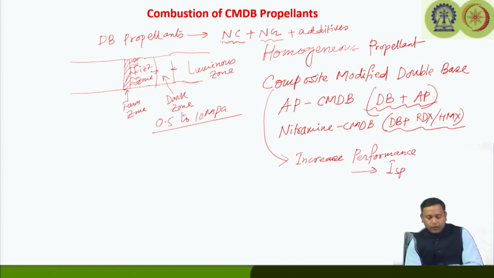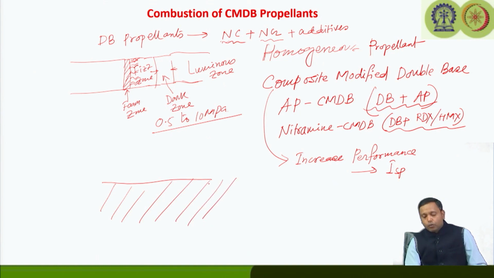Now, if you look at the burning mode for a typical AP CMDB propellant, what do we expect in the propellant matrix? If this is the propellant matrix we had for double base propellant, which is very homogeneous.